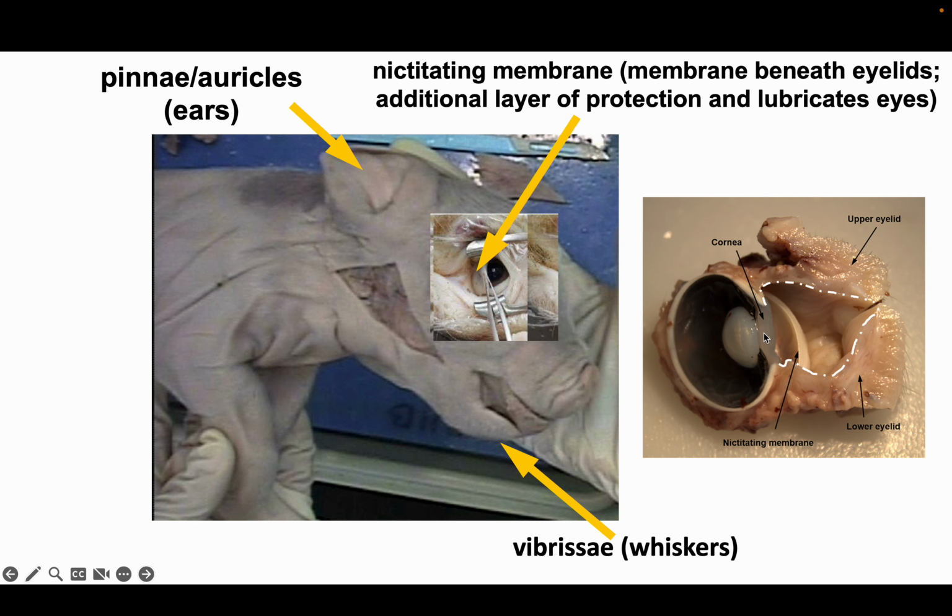And if you're interested in humans, we have the cornea, which is where a lot of people place their contact lens on top, and this is where light initially enters the eye. So imagine having an additional eyelid layer. That would be the nictitating membrane.